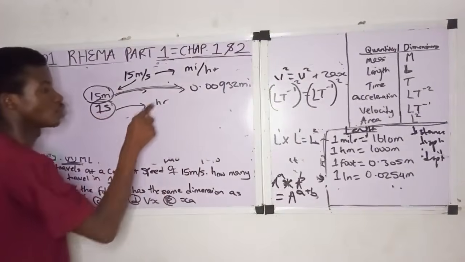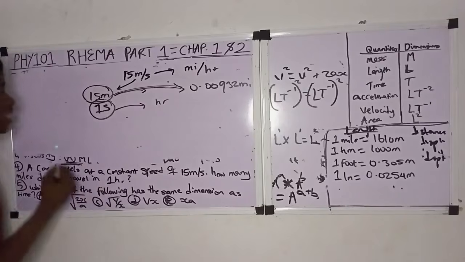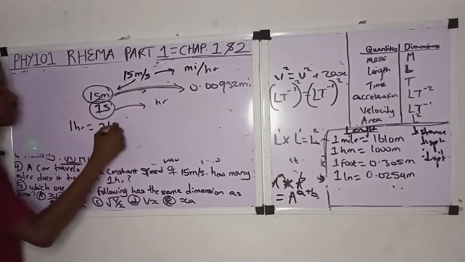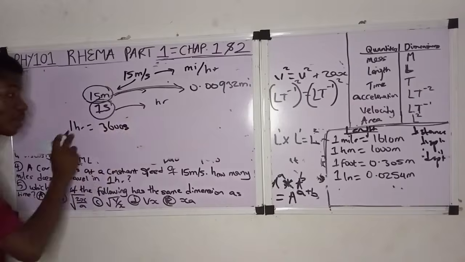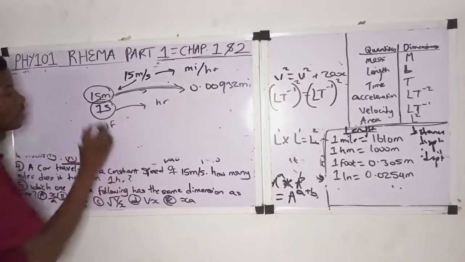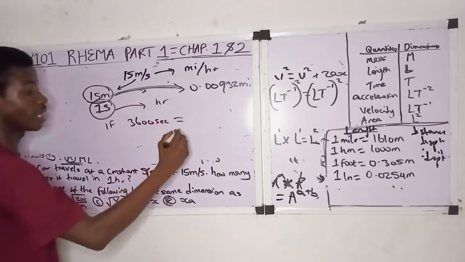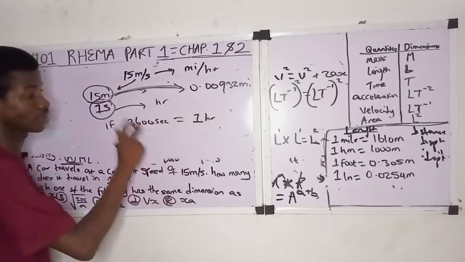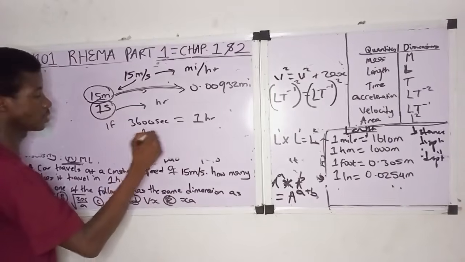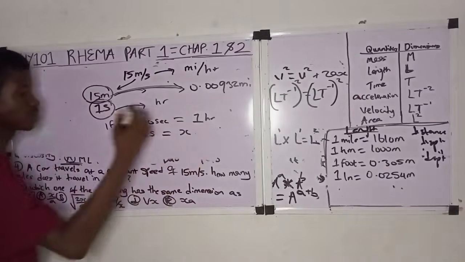1 second. We want to convert 1 second to what? To hour, right? Remember the conversion factor for time. Remember, 1 hour is equal to 3600 seconds, right? So we'll do something like this. We'll say if 3600 seconds equals how many hour? 1 hour, because there are 3600 seconds in 1 hour, right? If 3600 seconds equals 1 hour, then 1 second equals to what? An x hour, right?